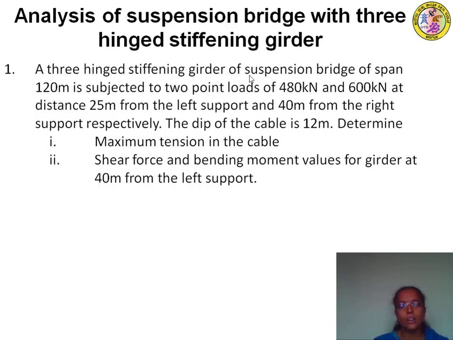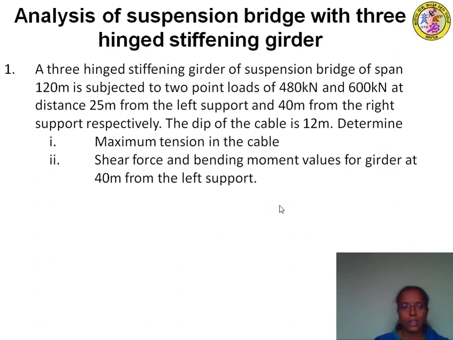A 3-hinged stiffening girder of a suspension bridge of span 120 meter is subjected to 2-point loads of 480 kilonewton and 600 kilonewton at a distance 25 meter from the left support and 40 meter from the right support respectively. The dip of the cable is 12 meter. Determine the maximum tension in the cable, and the shear force and bending moment values for the girder at 40 meter from the left support. This is the given problem.